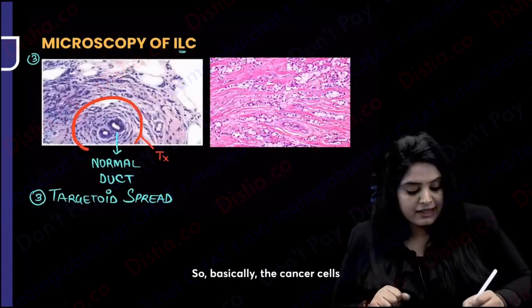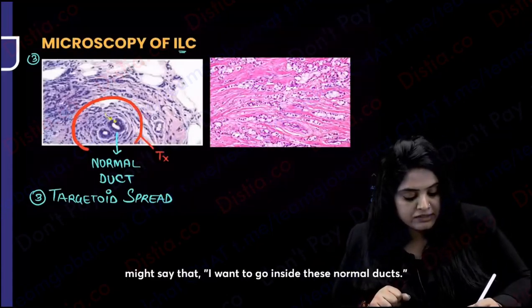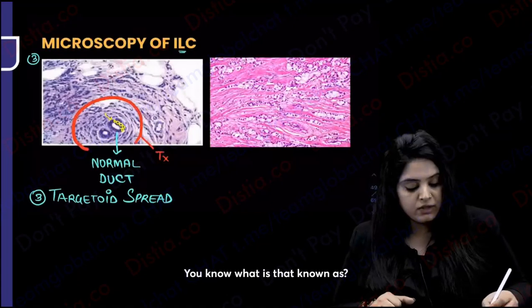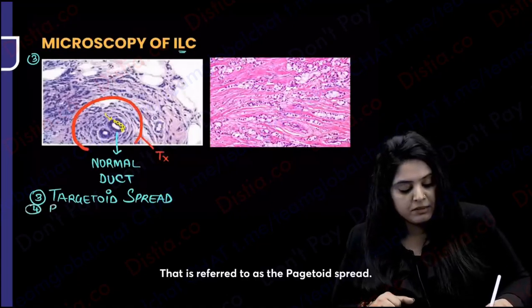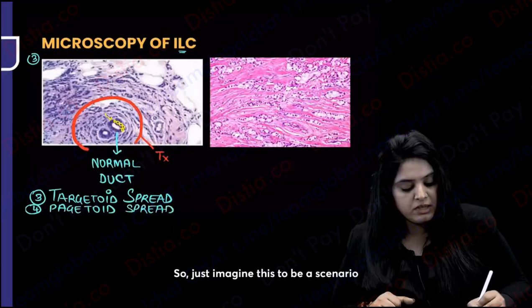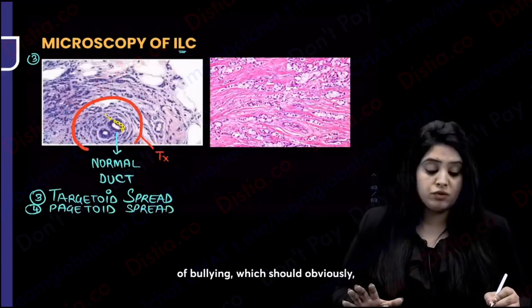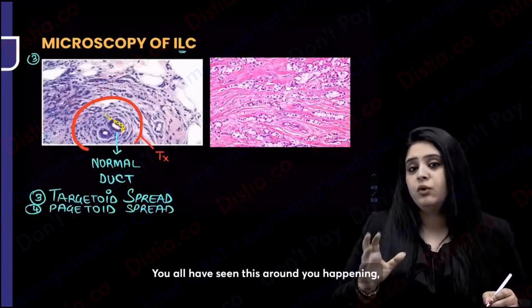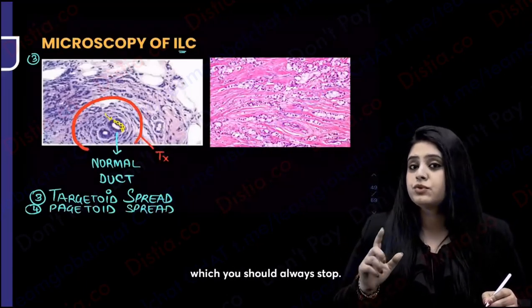So basically the cancer cells might say that I want to go inside these normal ducts. They're trying to bully that duct. You know what is that known as? That is referred to as the pagetoid spread. So just imagine this to be a scenario of bullying, which should obviously never ever be done. But yes, you all have seen this around you happening, which you should always stop.